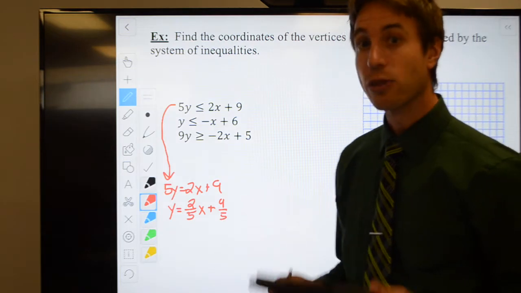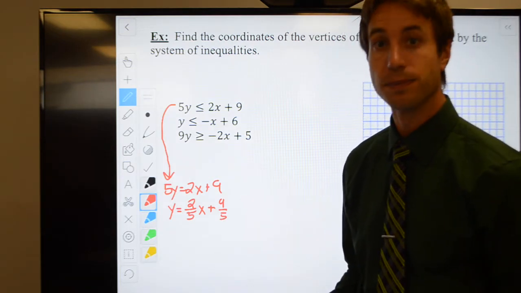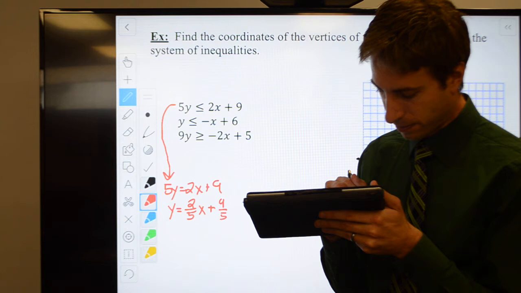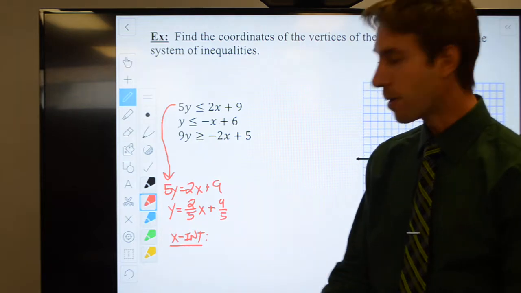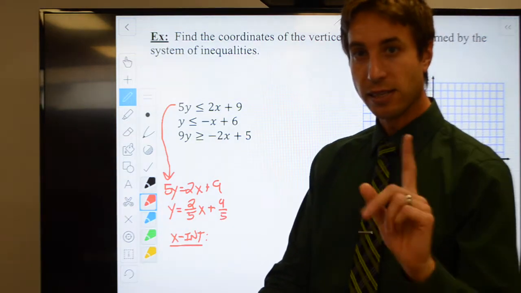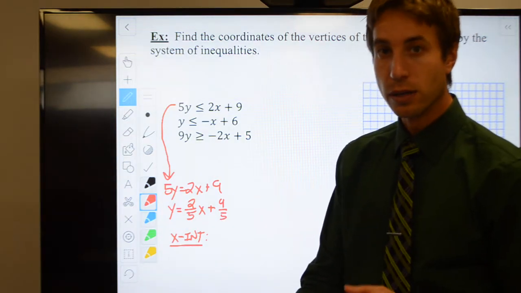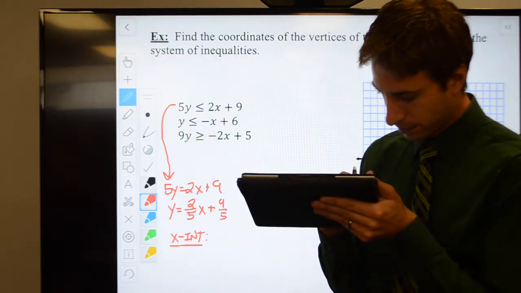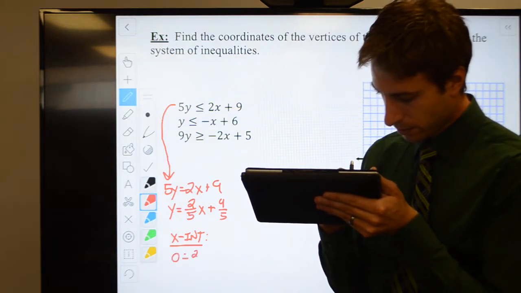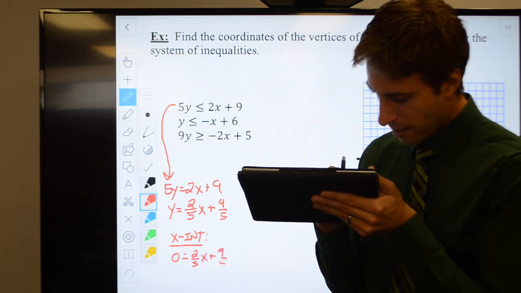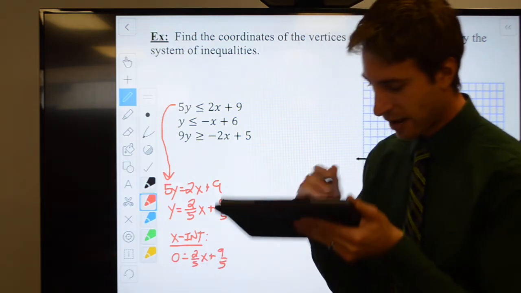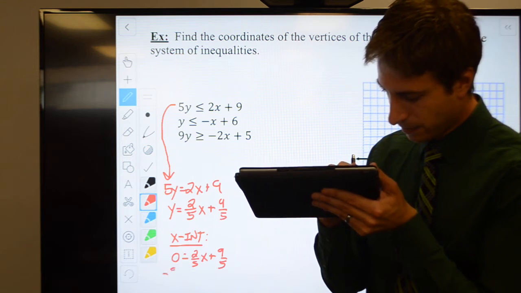If you don't like the y-intercept, find the x-intercept. Well, remember how you find the x-intercept. Set y equal to 0 and solve for x. What that means is I will be subtracting 9/5 to the other side.